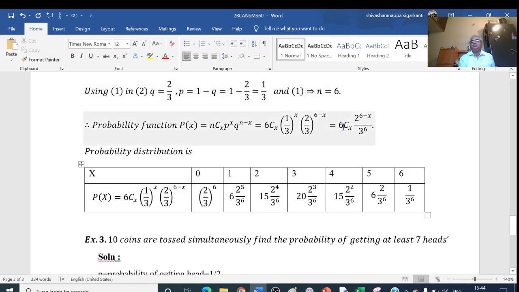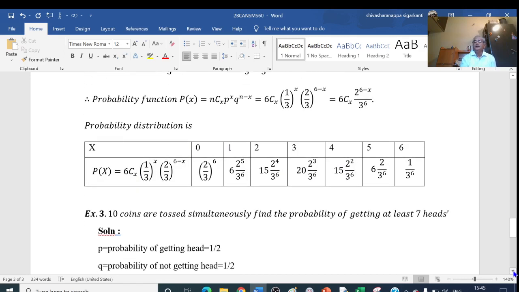Plus 6C4. 6C4 is equal to 15, and 2 square by 3 raised to 6. 6C5 is equal to 6, and this is 2 raised to 1, 2 by 3 raised to 6. And 6C6 is equal to 1. This becomes 2 raised to 0 is 1 by 3 to the power of 6. So these are the values of x and the corresponding values of P of x.